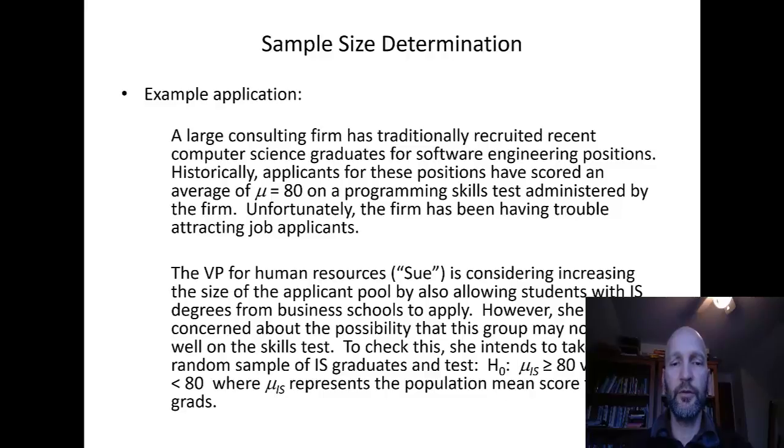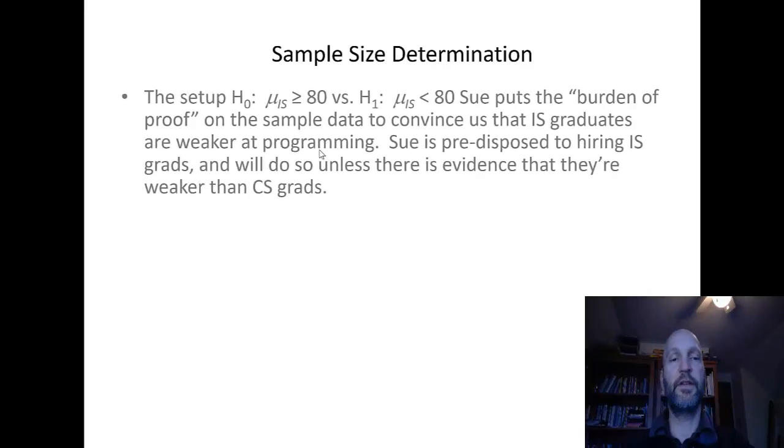So in order to see if the information systems students are up to par with the computer science people, she decides that she's going to take a random sample of the IS graduates and test the null hypothesis that the mean is at least 80 for the IS students versus the alternative that the mean is less than that. The logic behind this test is that the IS students are just as good as the CS students. And you can see that reflected in the null hypothesis that mu for the IS students is at least 80.